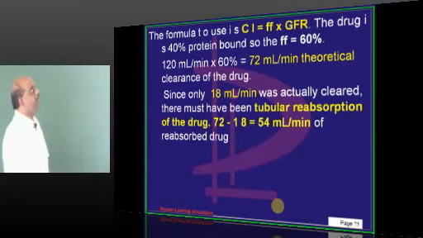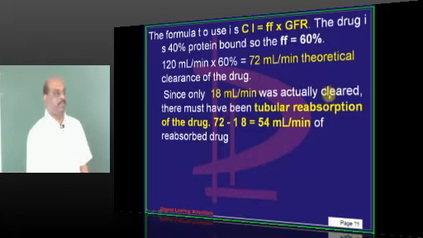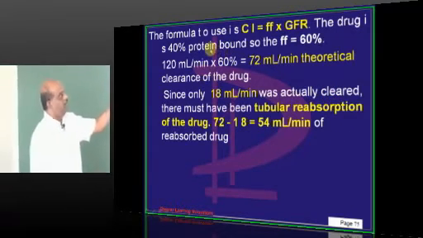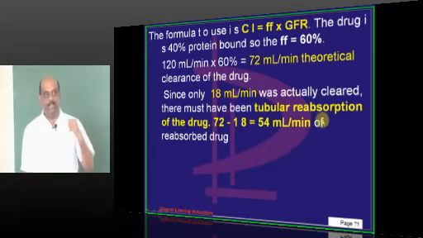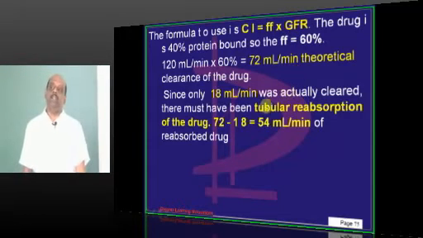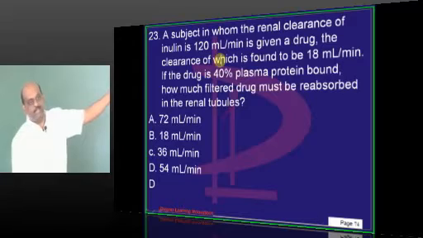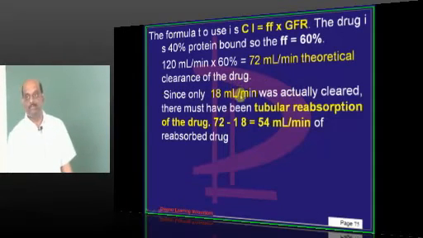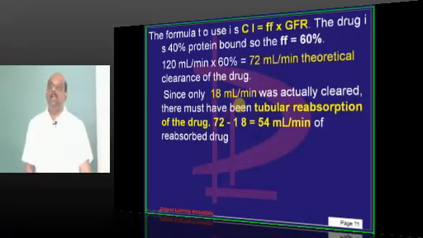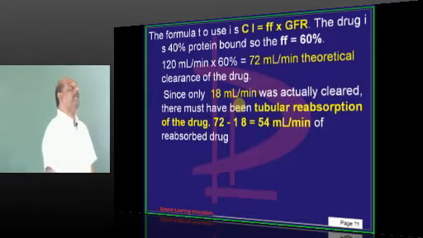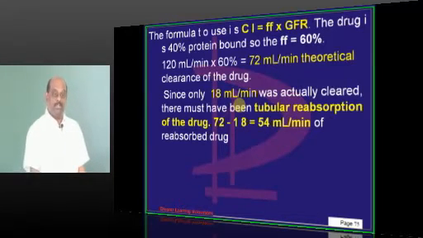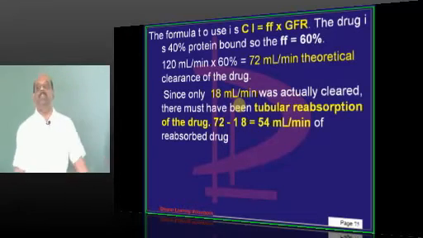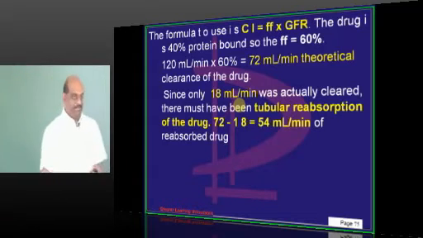Clearance of any substance is the filtration fraction into the glomerular filtration rate. If a drug is 40% protein bound, 60% gets filtered. We know the glomerular filtration rate is 120 ml per minute because the inulin clearance is a reflection of GFR. So 120 ml into 60% is 72 ml per minute, the theoretical clearance of the drug. But only 18 ml appeared in urine. The central government released 72 millions, ultimately the poor farmer got only 18 million. Where is the remaining gone without reaching the common man? So 72 minus 18 is 54 ml per minute, which is considered the reabsorbed drug.